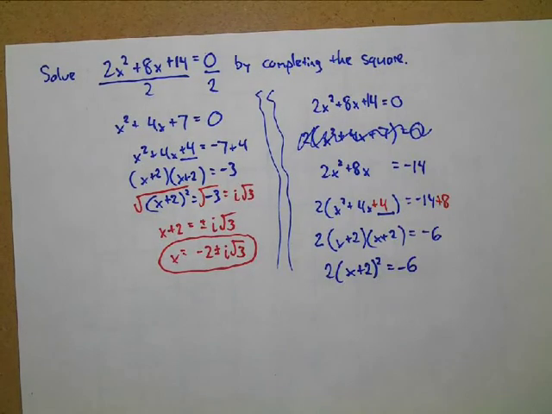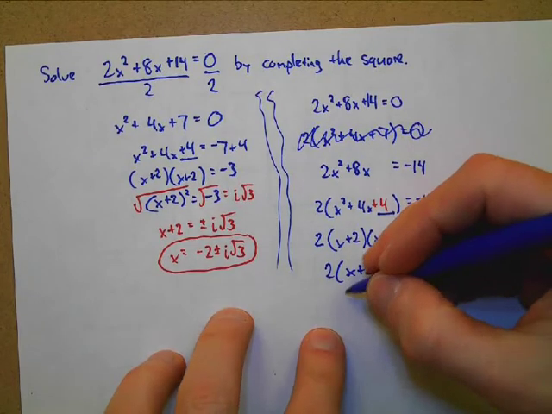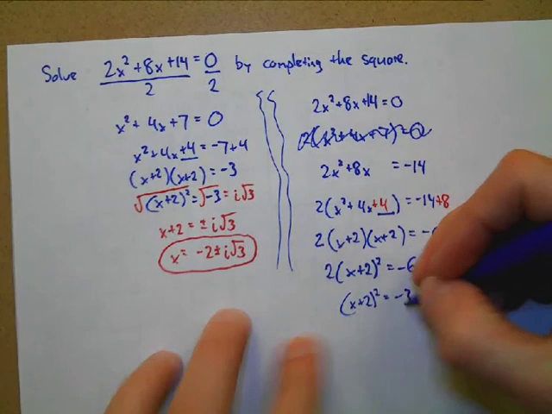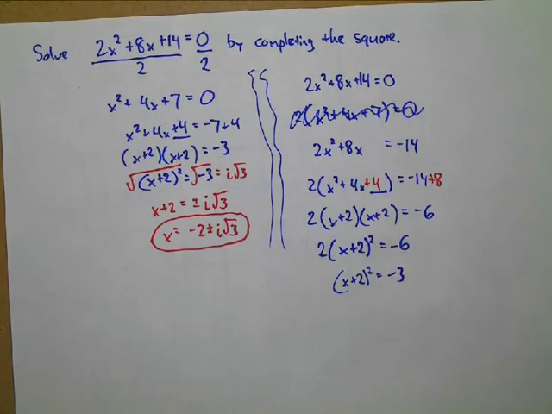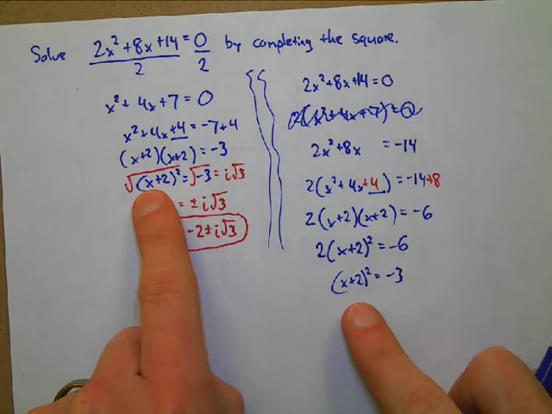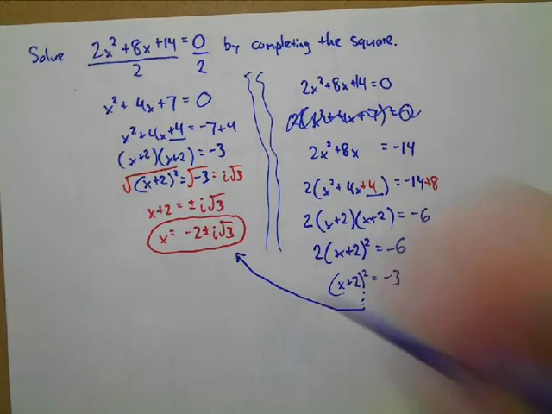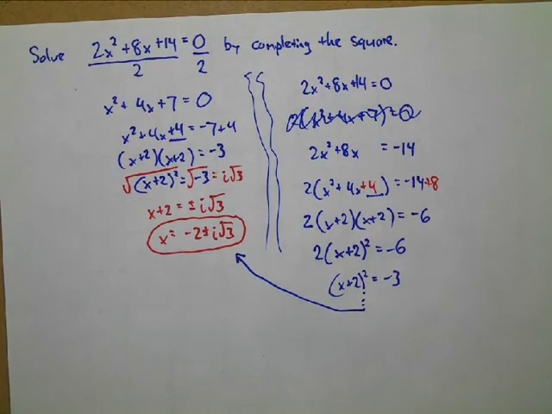At this point, what would be the next step to solve? Divide both sides by 2, right? And that would give us x plus 2 squared equals negative 3. This is the exact same thing that we had up here, x plus 2 squared equals negative 3. So dot, dot, dot, we get the same answer as we would there. Just a slightly different way of doing things, that's all.